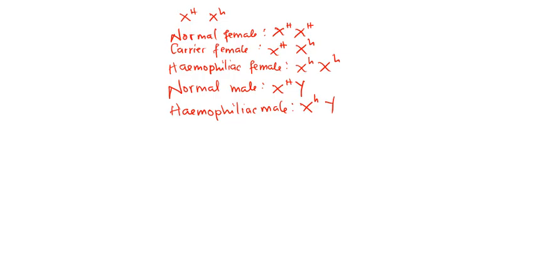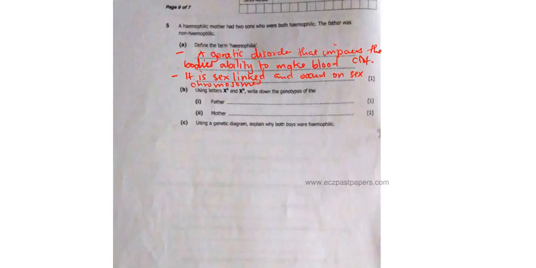Therefore, for question 5B1, the father is going to be X^H Y. So the father is okay. And then the mother is haemophiliac, which is going to be like this. We can write it here as well, which is X^h X^h.